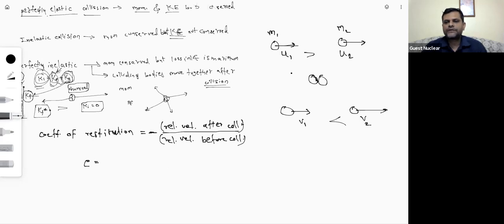The velocity of one body with respect to another. So in this case here, u1 is going to be greater than u2. So what will be the relative velocity before the collision, and what is the relative velocity after the collision?